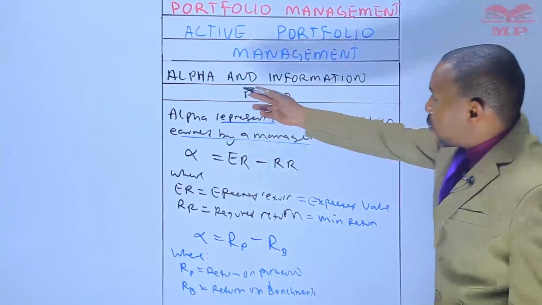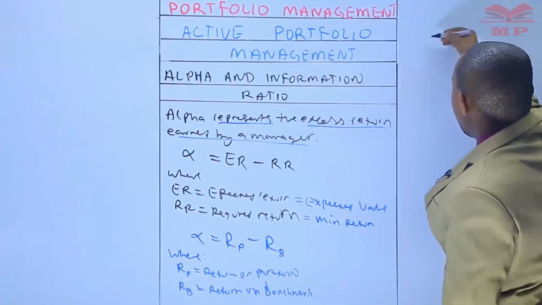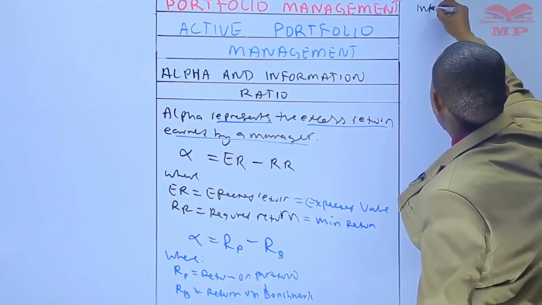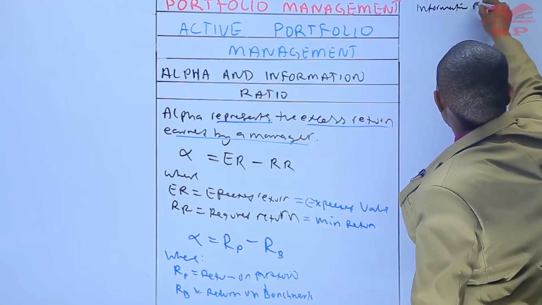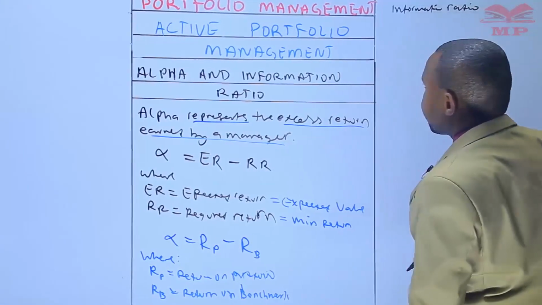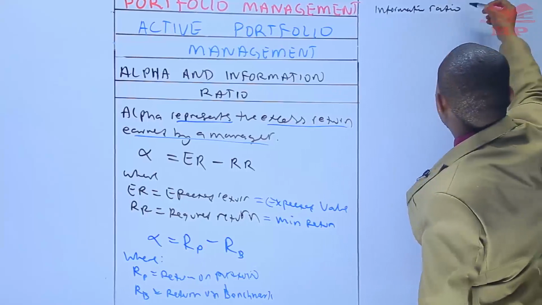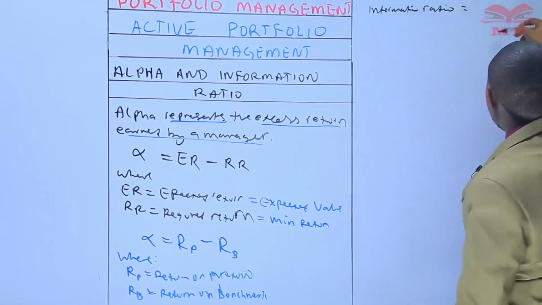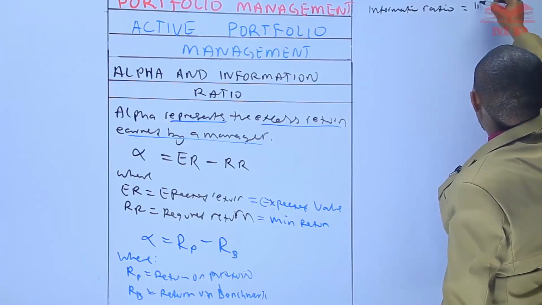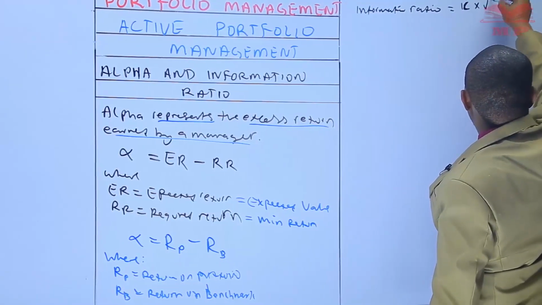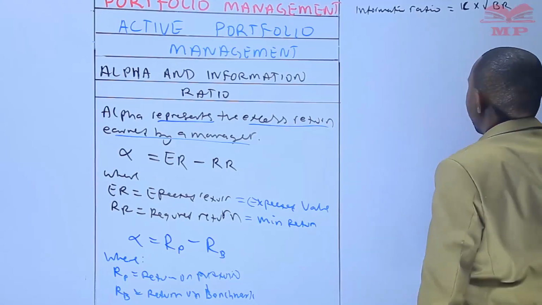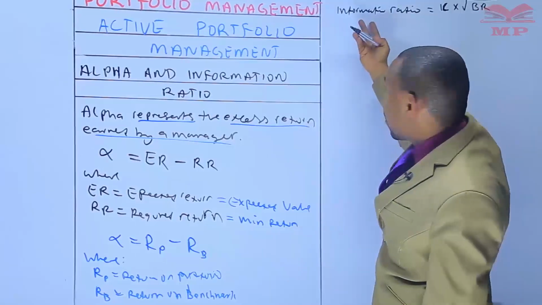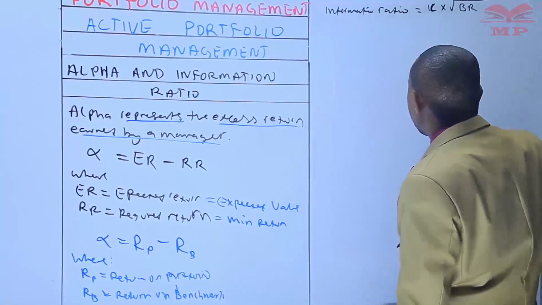Because it's talking about alpha and information ratio, we can come on this other side and say that the information ratio is given as the information coefficient, IC, times the square root of the breadth of the market there. So this is a measure of return of a portfolio, the information ratio.